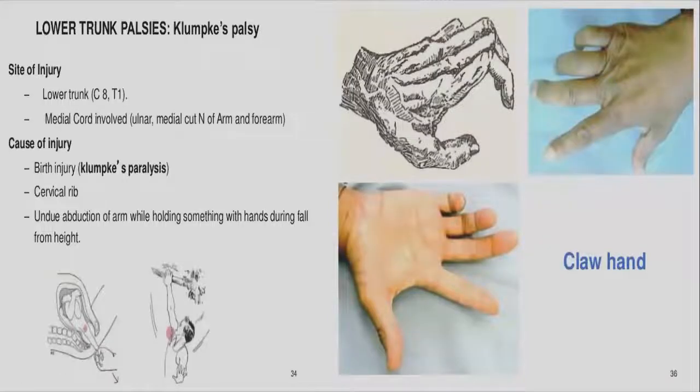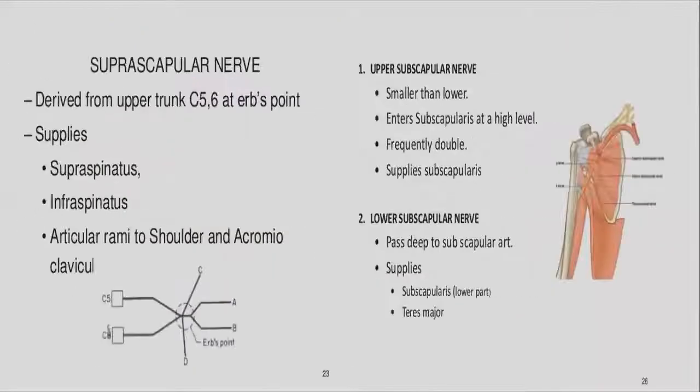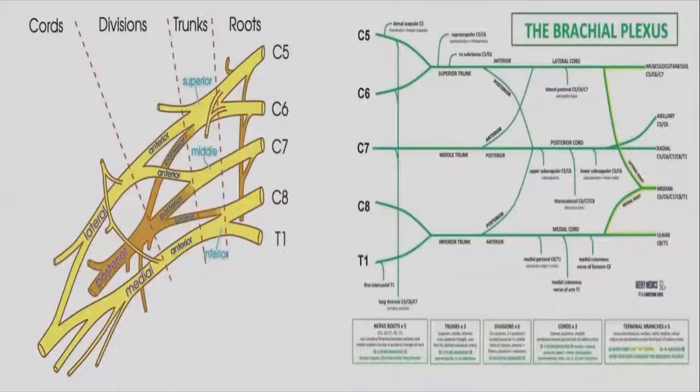So basically, these are the conditions which you really have to know. You have to know Erb's palsy, you have to know Klumpke palsy, and also, if you damage the long thoracic nerve, you will have a condition that is known as winged scapula. I think these are the conditions which you really have to know.